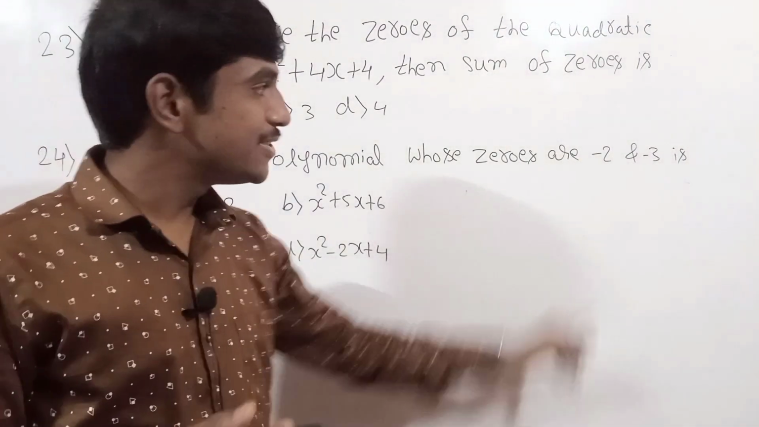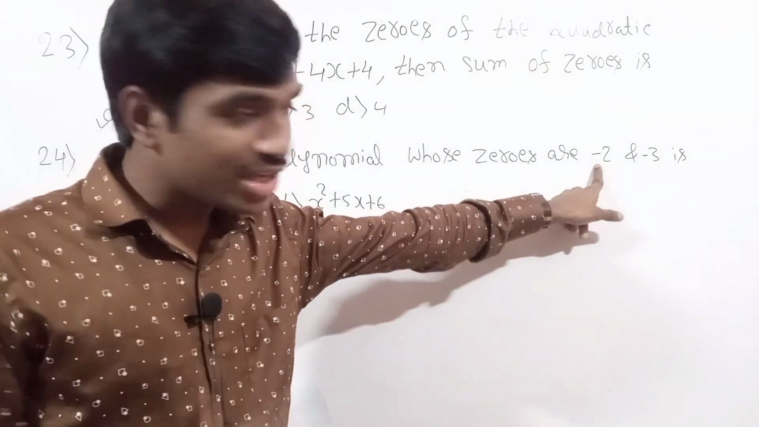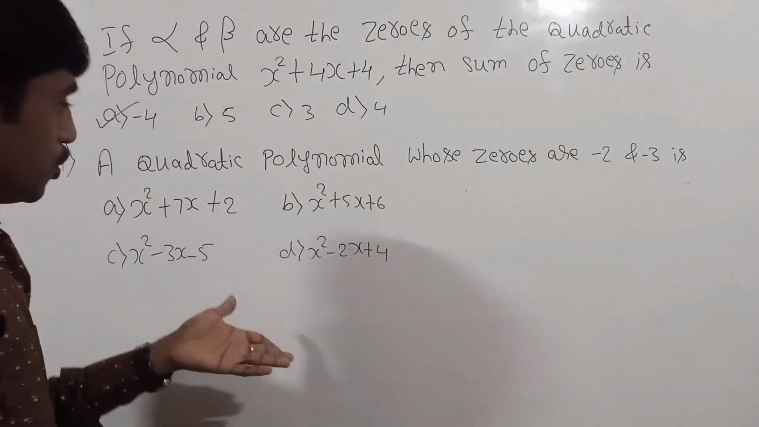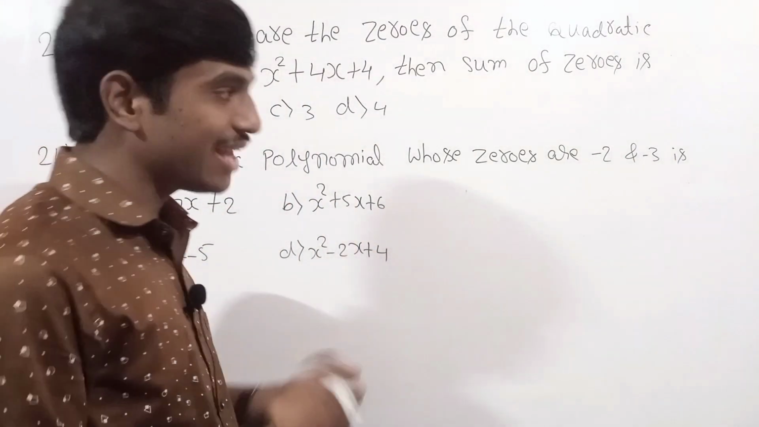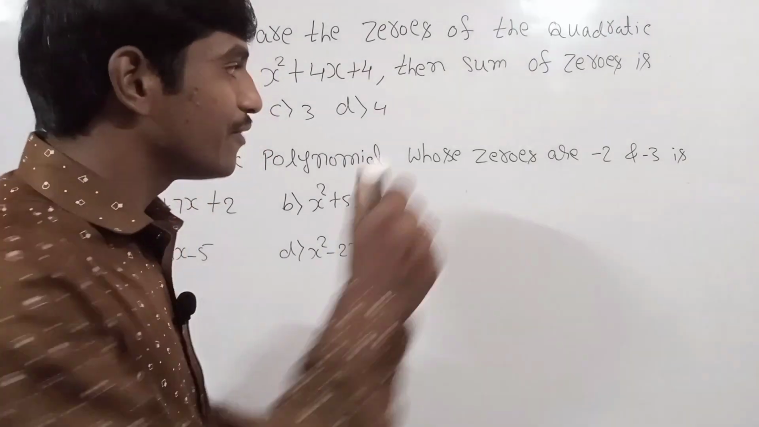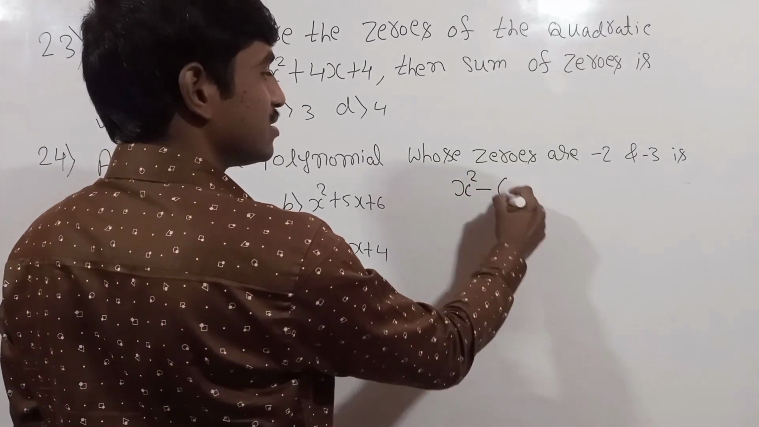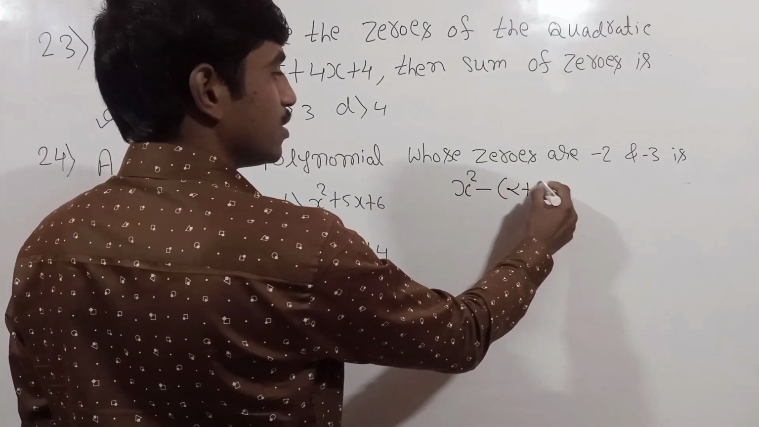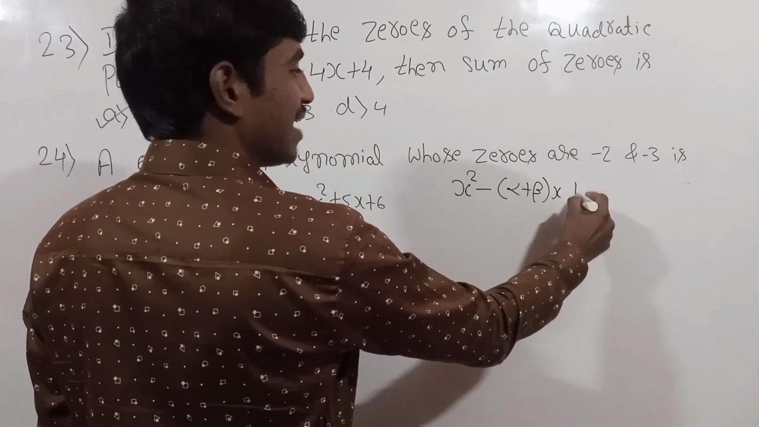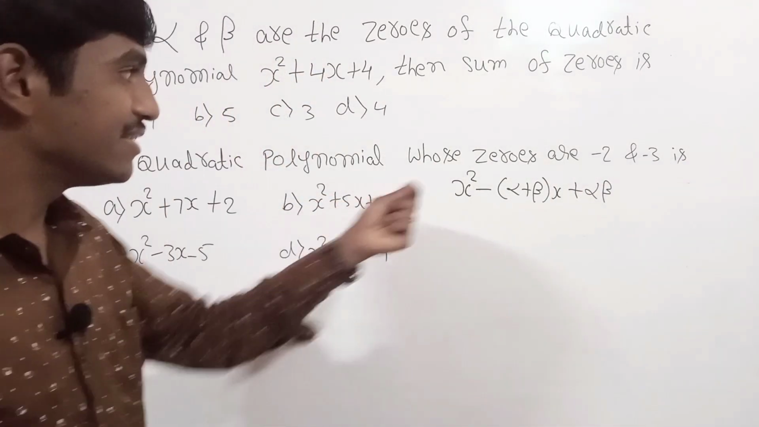Basically, when you substitute -2 in the quadratic polynomial, the value will be 0. So you can check like that also: substitute -2 and -3 in any of the equations, and if you get 0, you can do it like that also. Or we have a method, that is, we will write like this. This is the general form: x square minus sum of the roots into x plus product of the roots. By using this, we can easily write the polynomial.